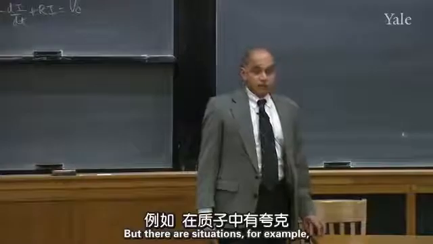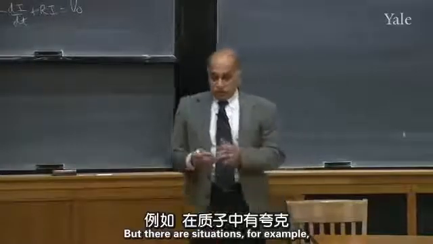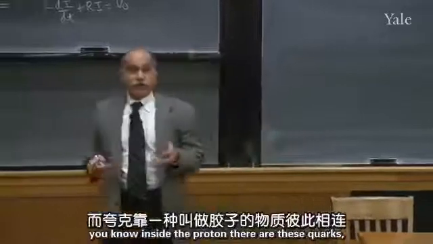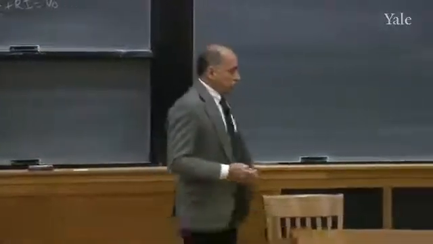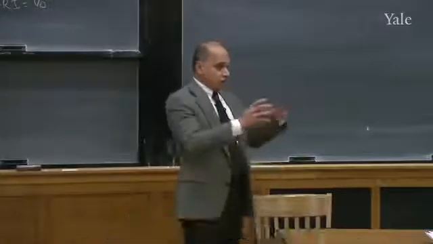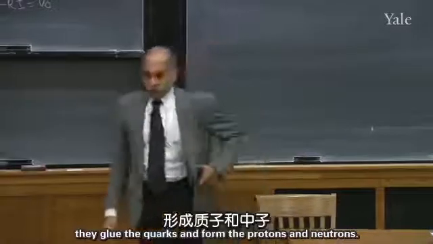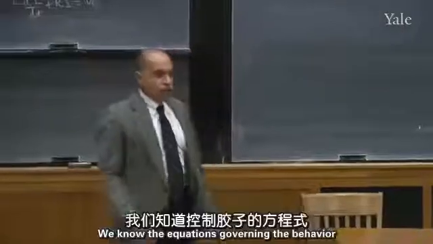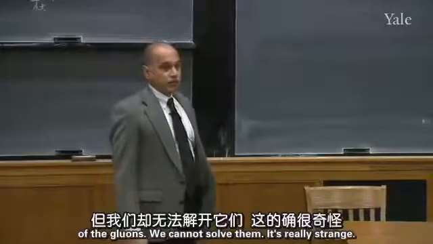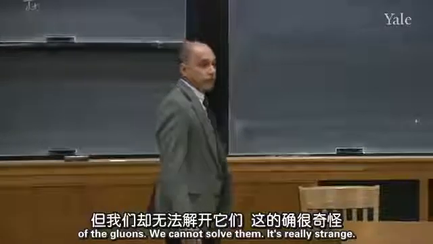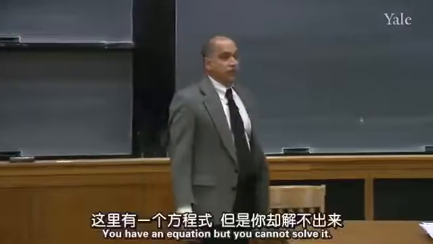But there are situations, for example, inside the proton there are these quarks, and the quarks interact with each other with entities called gluons. They're called gluons because they glue the quarks and form the protons and neutrons. We know the equations governing the behavior of the gluons. We cannot solve them. It's really strange. You have an equation, but you cannot solve it.